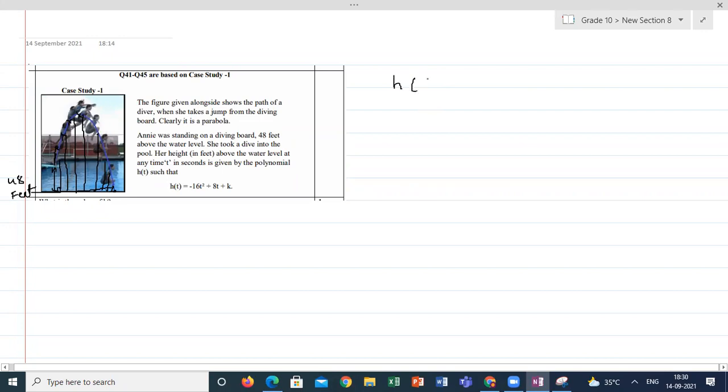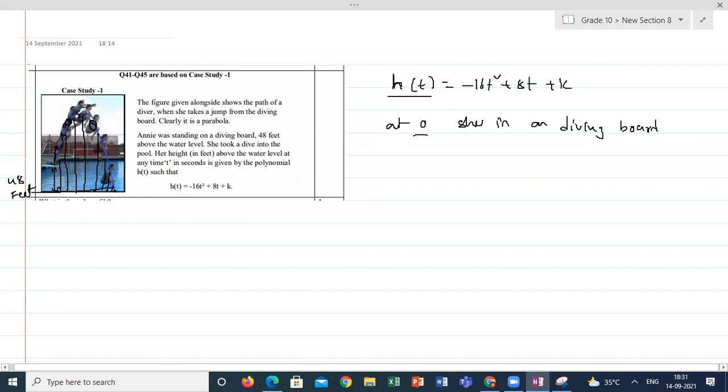So he is asking for height in terms of time. So minus 16 t square plus 8 t plus k. At 0 seconds, she is on the diving board. That means if I'm substituting zero, it's a function of t. The meaning of function of t means I'm giving all the heights in a single equation. Suppose after 2 seconds, at what height was she? After 3 seconds, at what height was she? Then if I'm substituting zero here, I will get the height of the lady where she is. And it is limited. Wherever I'm getting zero, at a particular value, I will get zero.